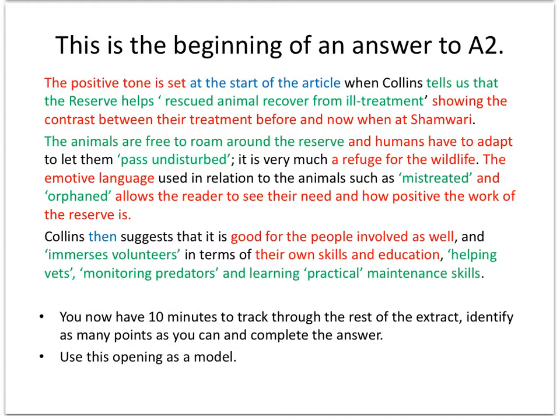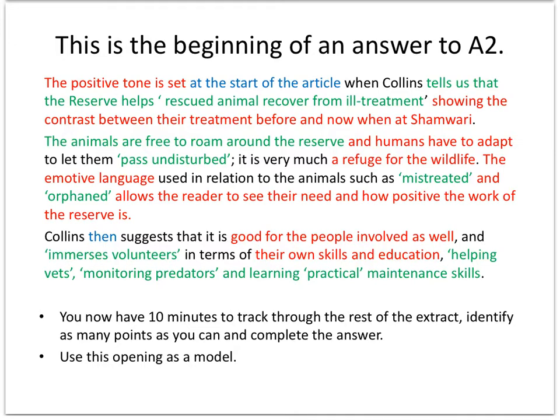So if we have a look at the beginning of an answer to A2, you've got a model here of how you should approach it. The positive tone is set at the start of the article when Collins tells us that the reserve helps rescued animals recover from ill treatment, showing the contrast between their treatment before and now when at Shamwari. The animals are free to roam around the reserve and humans have to adapt to let them pass undisturbed. It is very much a refuge for the wildlife.